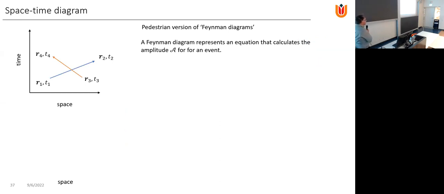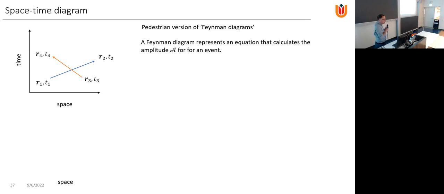Another way of looking at this absorption process is in a so-called space-time diagram. Here we have space on the horizontal axis and time going up on the vertical axis. That's a little bit different than we usually observe. And what you see in this space-time diagram is what is used in quantum electrodynamics to depict these processes.